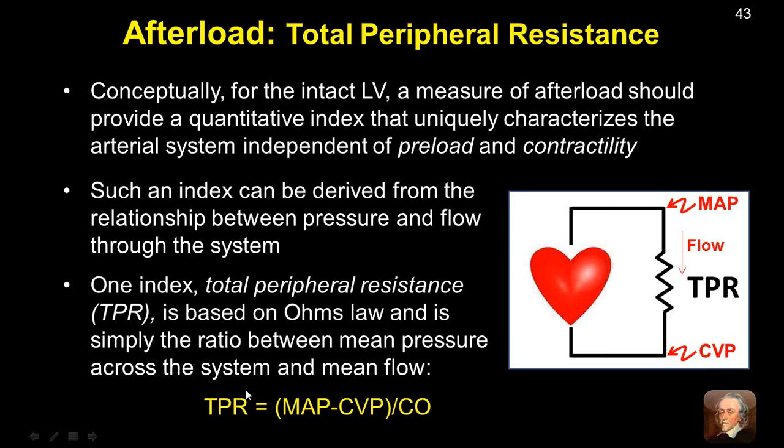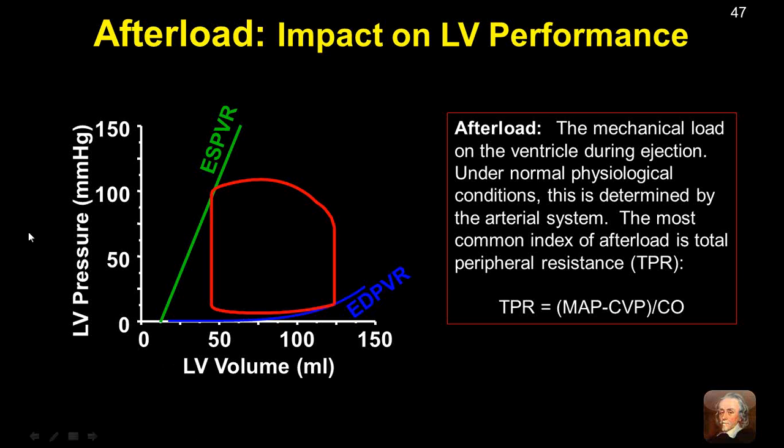I won't go into the other indices, but just suffice it to say that vascular impedance is a more generic form of TPR and allows one to not only interrelate mean pressure and mean flow, but also allows one, very importantly, to interrelate instantaneous pressure to instantaneous flow. So I won't go into any further detail about that.